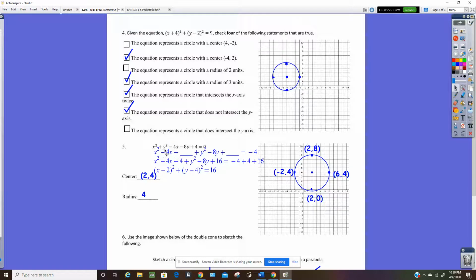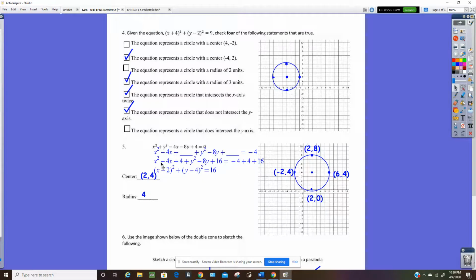So here you want to write the equation. So collect the x terms together, collect the y terms together, subtract 4 from both sides, and then leave a space here to complete the square. Half of 4 is 2, squared is 4. Half of 8 is 4, squared is 16. So I have to add this 4 over here on the right because I added on the left. If I add 16 on the left, then I have to add 16 on the right.